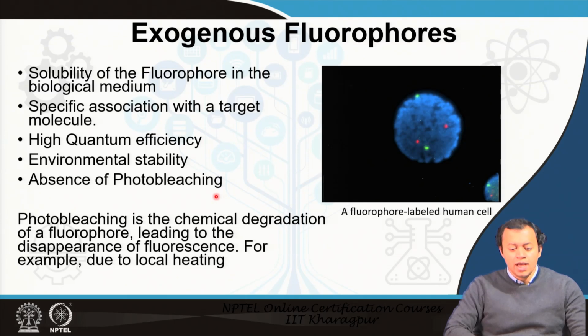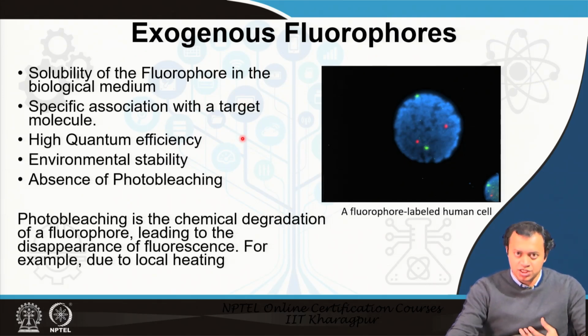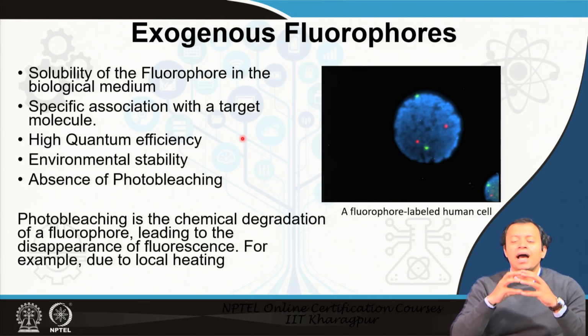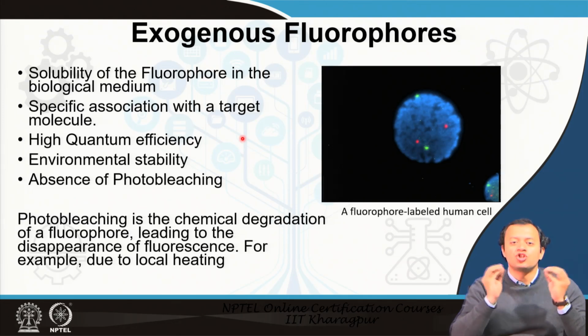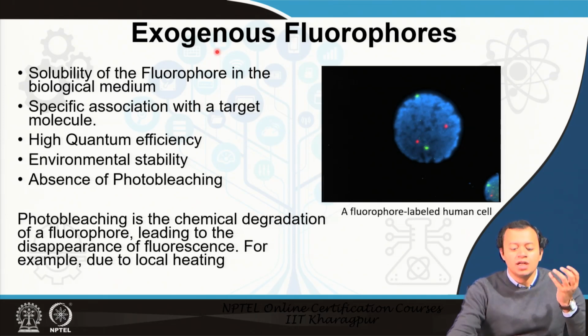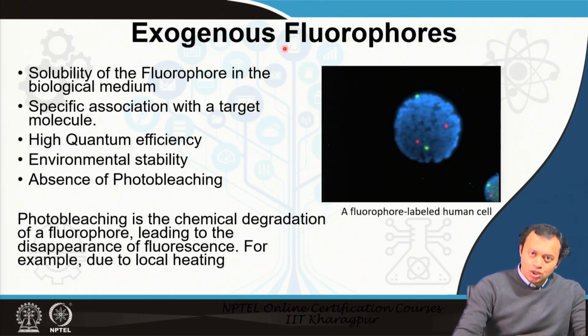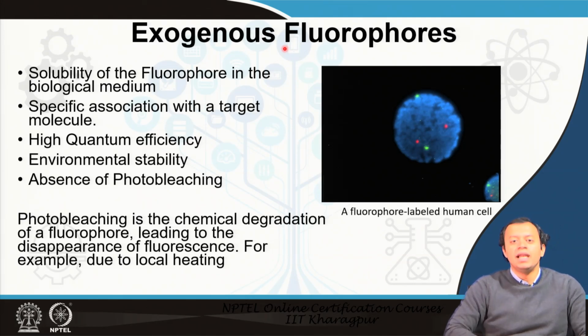Therefore, what we do is we generate exogenous molecules, materials, substances that can be made to attach to the biological matter we are trying to look into, to measure, to image, to detect, to ascertain. So, we create certain fluorophores, certain molecules that need to get attached to the area of our interest. We call this process labeling.